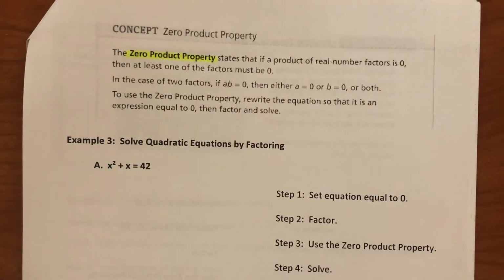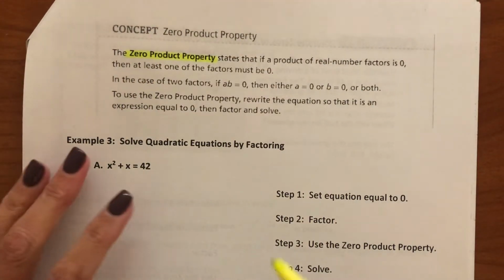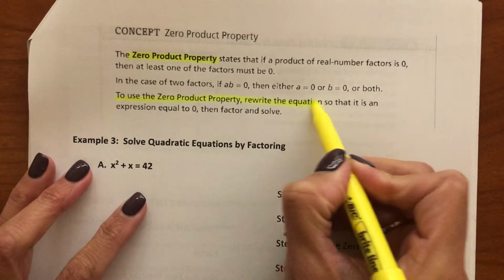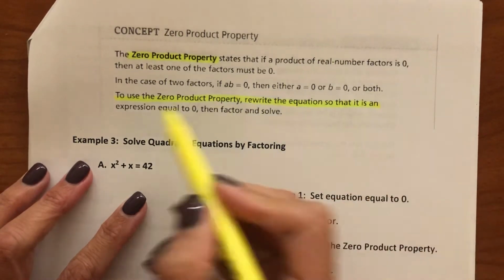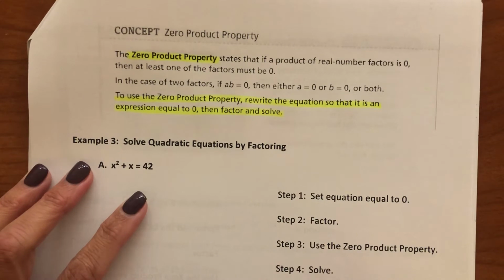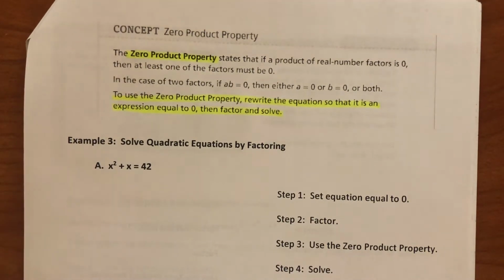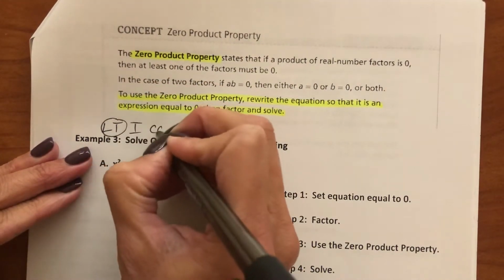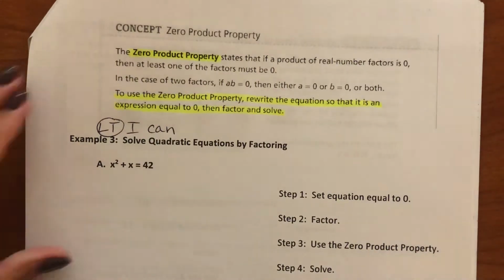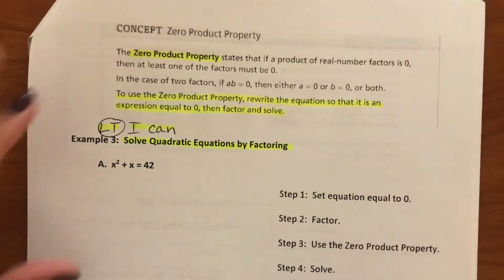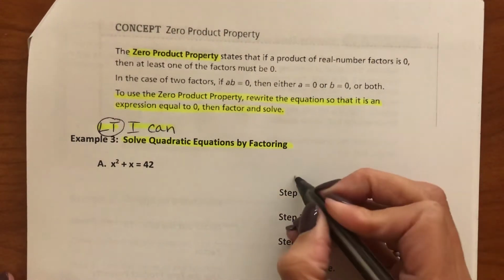So basically the zero product property is when you set the equation equal to 0, so rewrite the equation so that it is equal to 0, and then factor and finally solve it. So that's what we're looking at first here. That's our first learning target: I can solve a quadratic equation by factoring. So let's look at our success criteria.